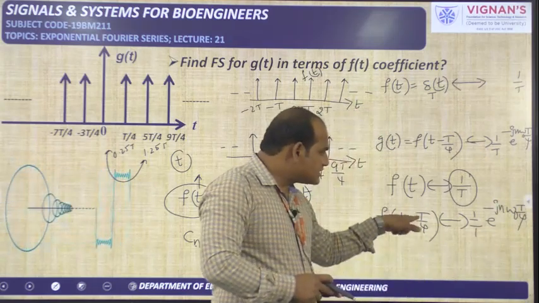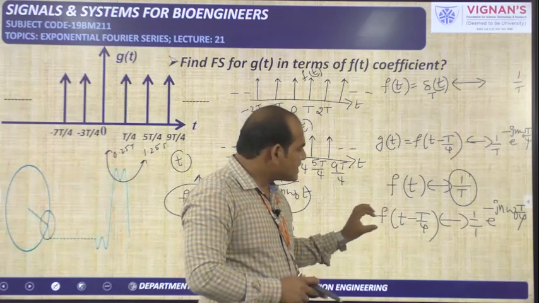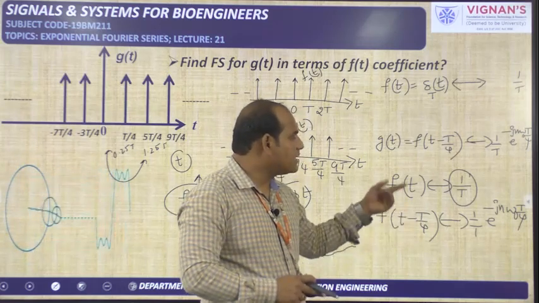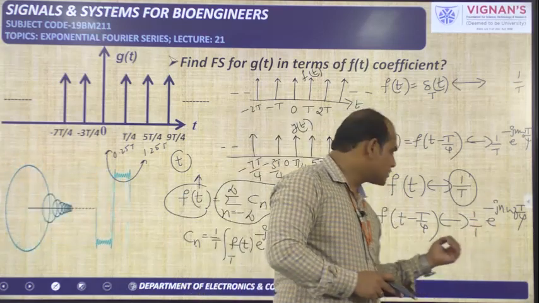Now I need to make this shifting equal to 0. That means capital T is equal to 0. Then this f of t minus capital T by 4 will become f of t. That means this entire thing should become 1 by T only. So try to get that one.